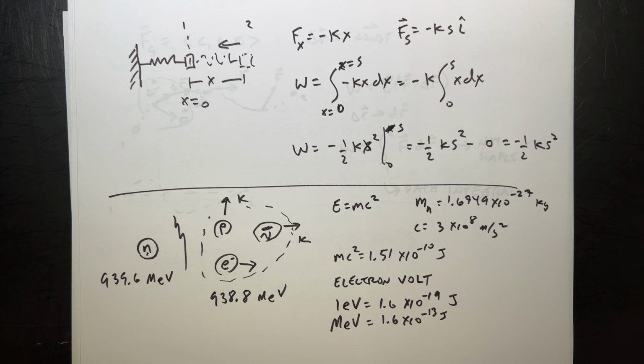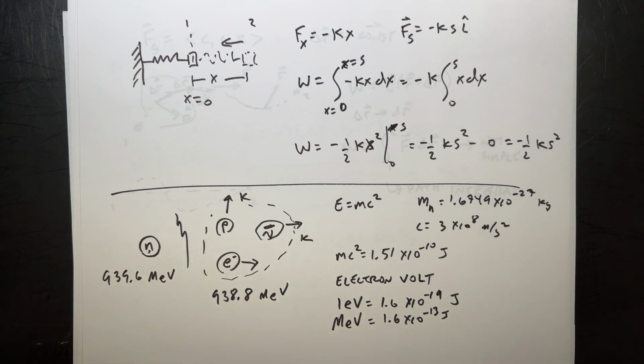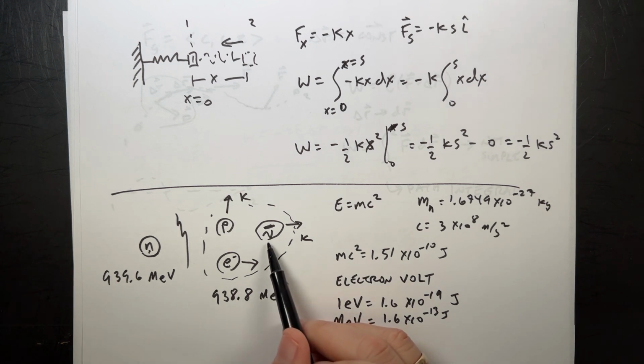And this is true for nuclear processes. You can get energy from the mass. It's kind of a big deal. This is how nuclear reactors work. It's also how they discovered the neutrino.